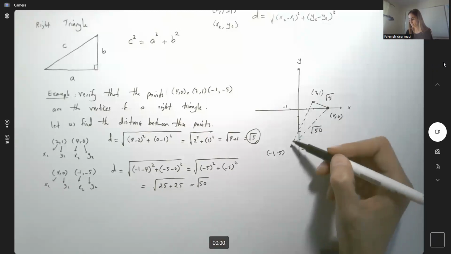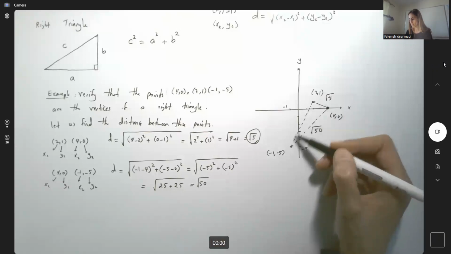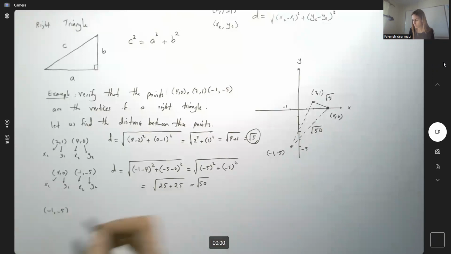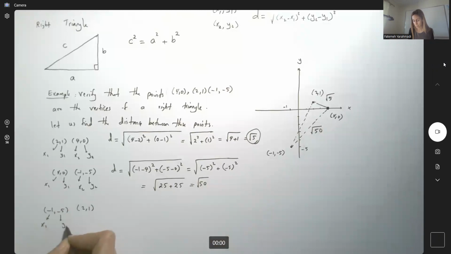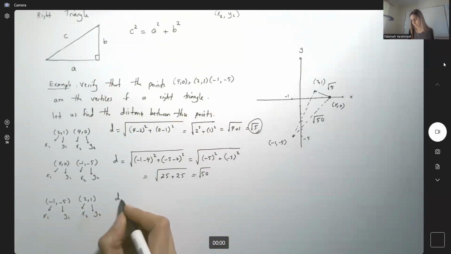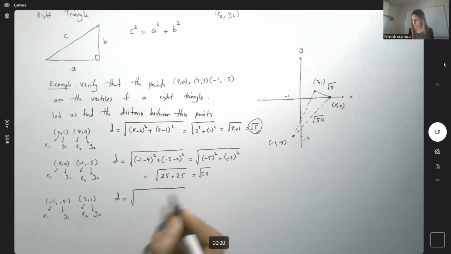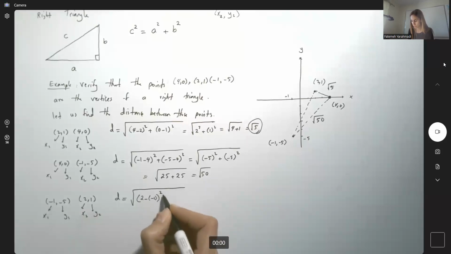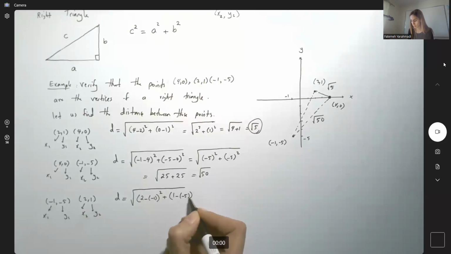And then finally, let us find the distance between (2, 1) and (-1, -5), or (-1, -5) to (2, 1). So this is my x1, this is my y1, and this guy here is x sub 2 and y sub 2. So b is equal to the square root of the difference between x values, 2 minus -1 to the second, plus 1 minus -5 to the second.